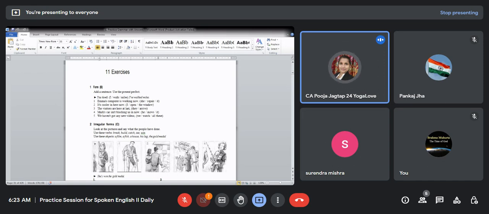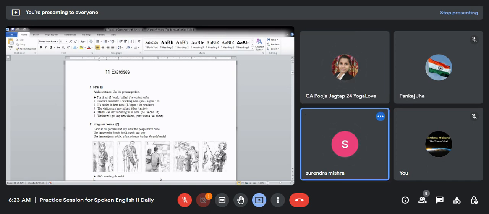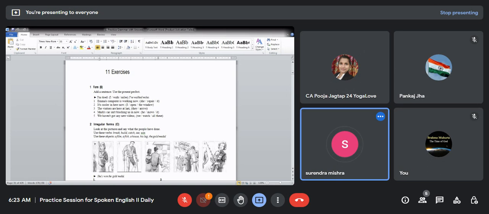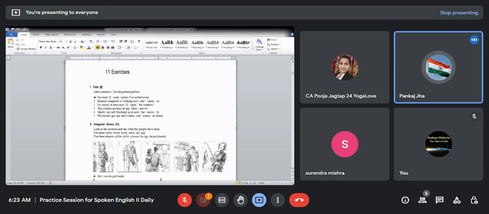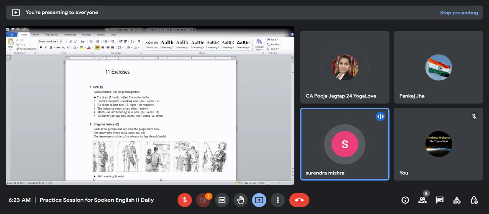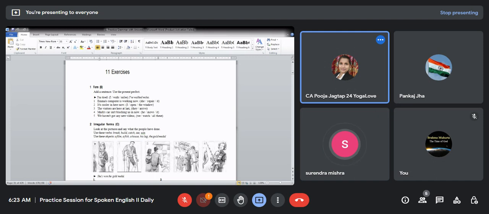Sir, this is a passive form sentence? My purse has been lost. Yes, this is passive form. And you can translate this in Hindi as: maine mera purse kho diya hai. Hindi translation of 'My purse has been lost': mera purse kho gaya hai. And 'I have lost my purse' is maine mera purse kho diya hai. This one is active.